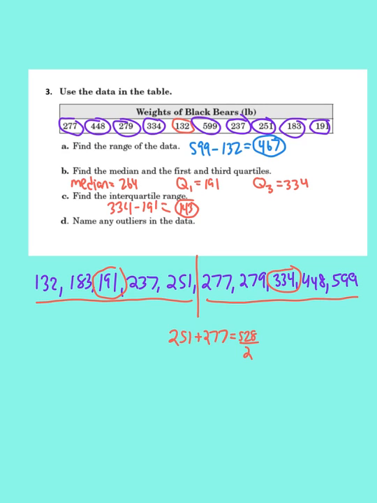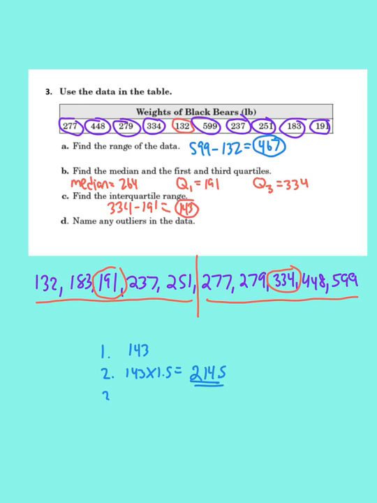Now, D, it says name any outliers in the data. So we're going to set our boundaries. I'm going to use the 3 steps from our notes to find outliers. Step 1 is to find the interquartile range, which we already did in part C. So the IQR is 143. Step 2 is to multiply the interquartile range times 1.5. If I do 143 times 1.5, I get 214.5. This is my boundary number.